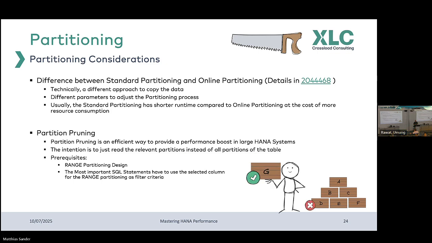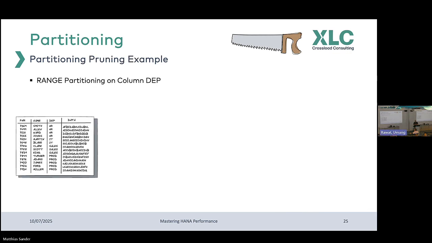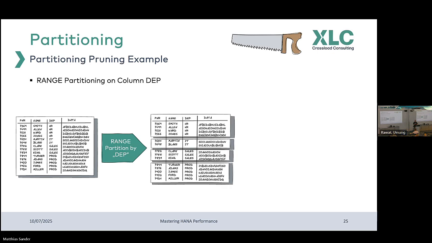There's one error in the slide to change, so I will skip to the next one. For example, here we have a range partitioning on the column department: HR, IT, production or sales. Then we do the range partitioning, and we have a single partition for all the data with HR, all the data with IT, all the data with sales.